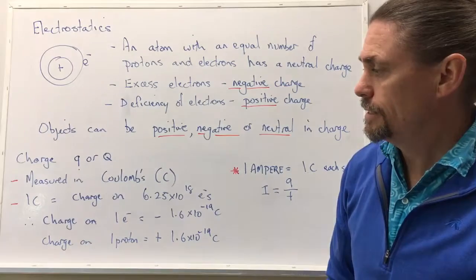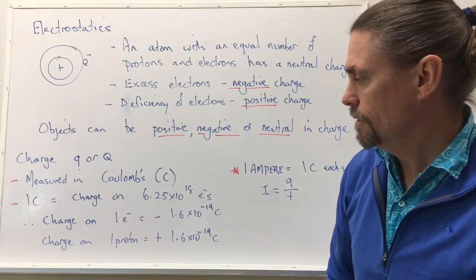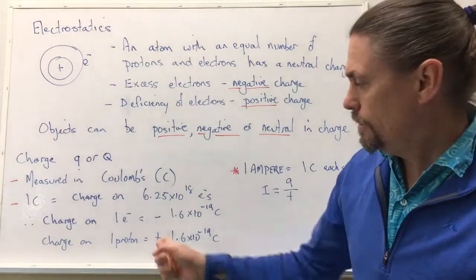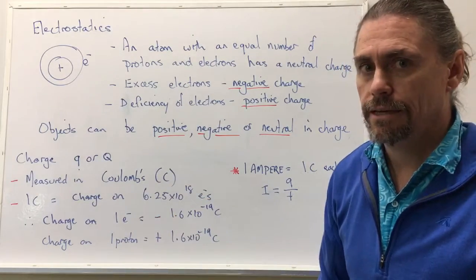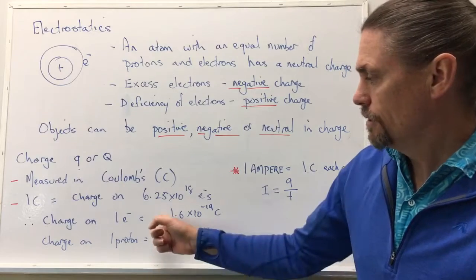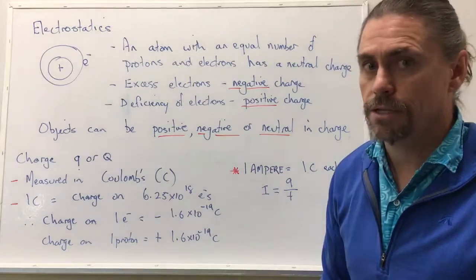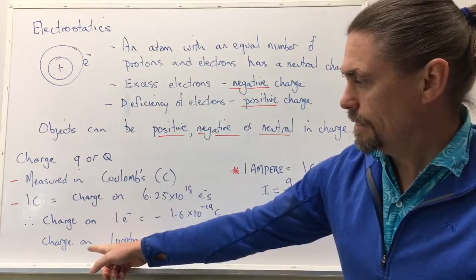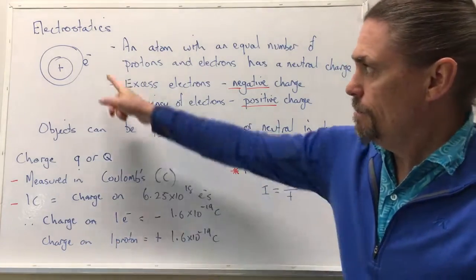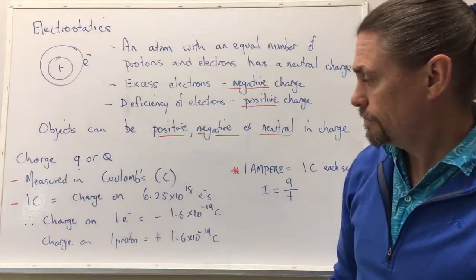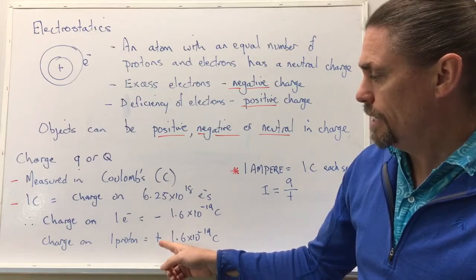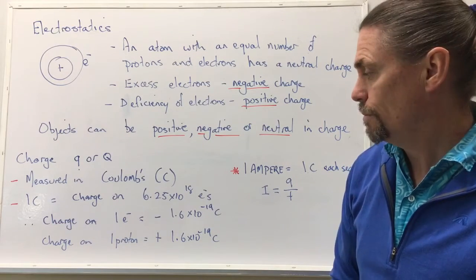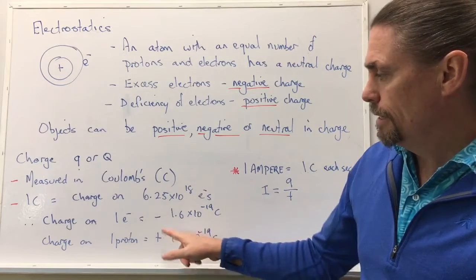So this allows us to say that the charge on 1 electron is 1.6 by 10 to the minus 19 coulombs. And you'll notice I've put a negative sign in there. Because an electron is negatively charged, we denote this number as minus 1.6 by 10 to the minus 19. We can then say that the charge on 1 proton, because the charge is equal and oppositely charged, is going to be positive 1.6 by 10 to the minus 19 coulombs as well.